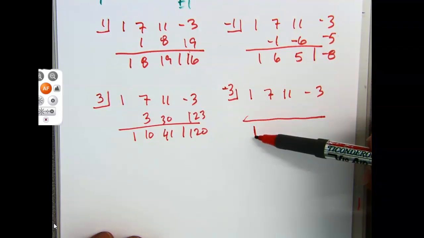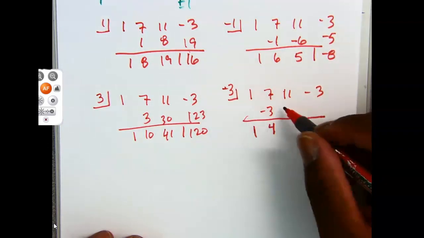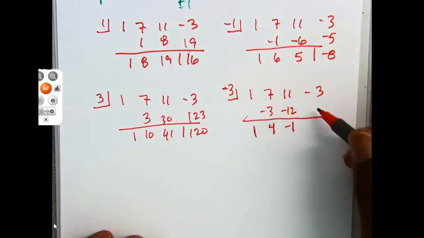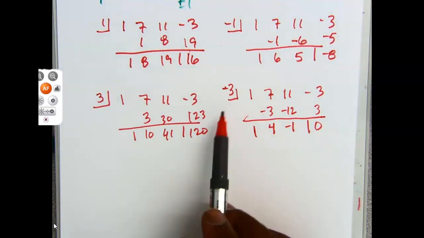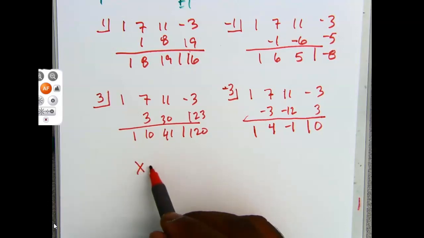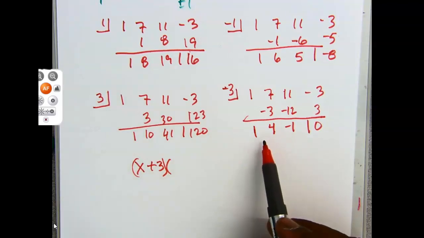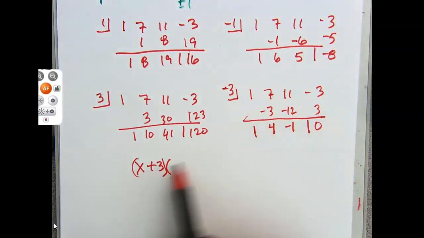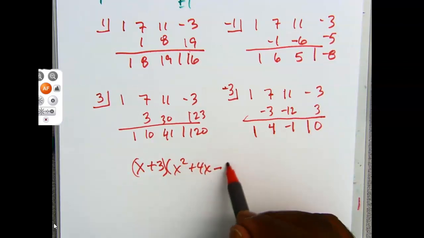Negative 3 times 1 is negative 3. 7 minus 3 is 4. Negative 3 times 4 is a negative 12. 11 minus 12 is negative 1. And then negative 3 times negative 1 is a positive 3. And there we have it. So because negative 3 is a 0, x minus a negative 3, or x plus 3, is a factor. So x cubed plus 7x squared plus 11x minus 3, we can factor it into x plus 3 times x squared plus 4x minus 1.